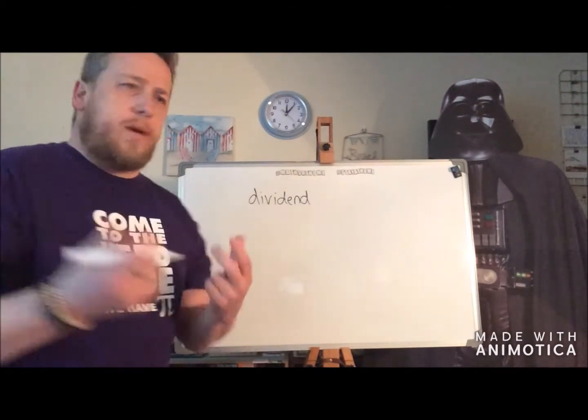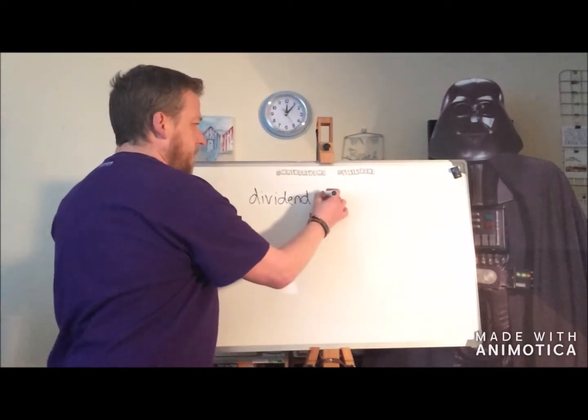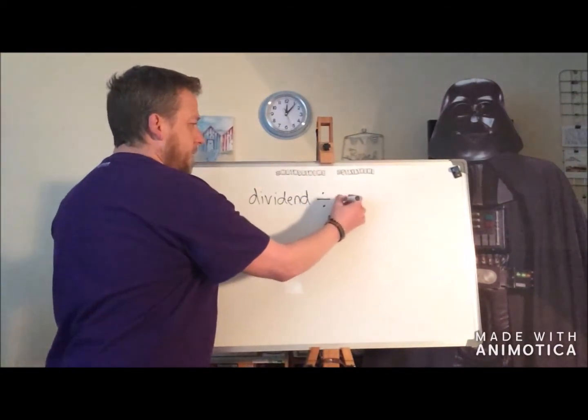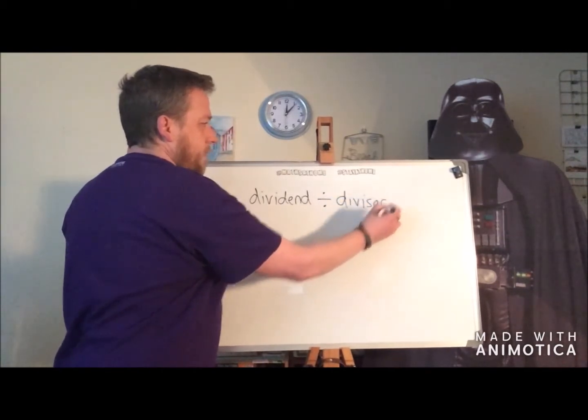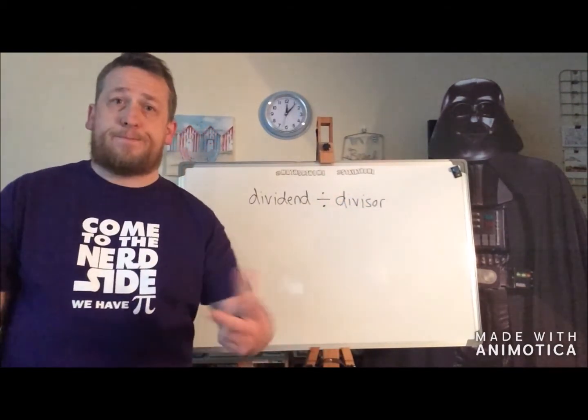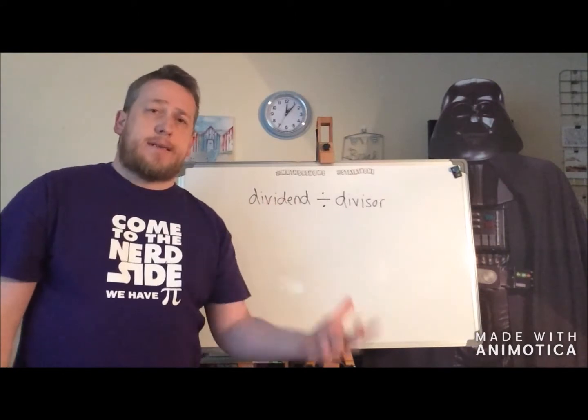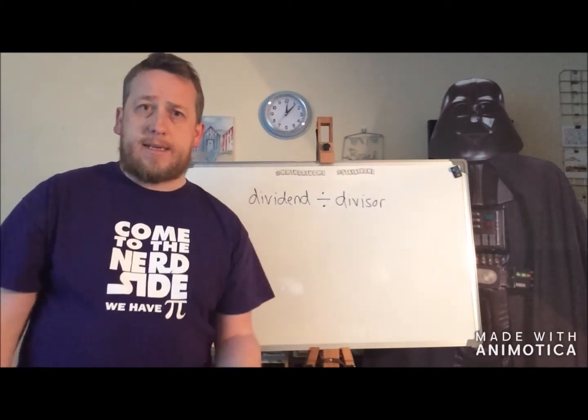When we divide, we use the division symbol. And the number that we divide by is known as our divisor. So if we're going to divide by 6, then our divisor is 6.